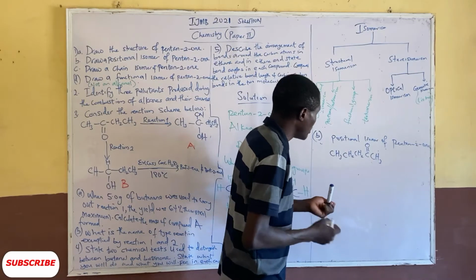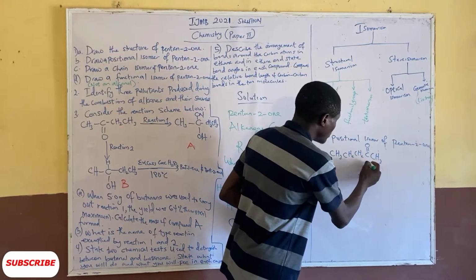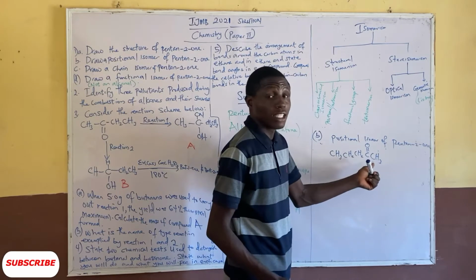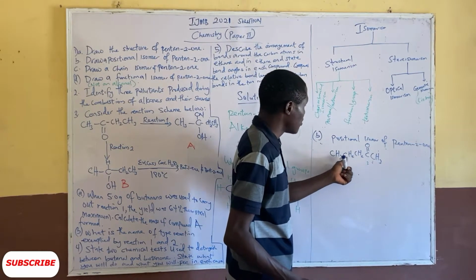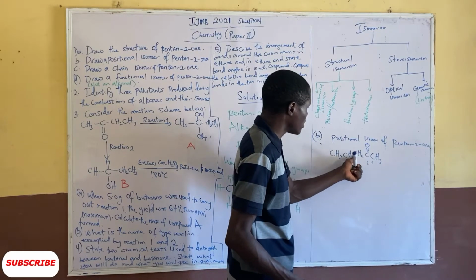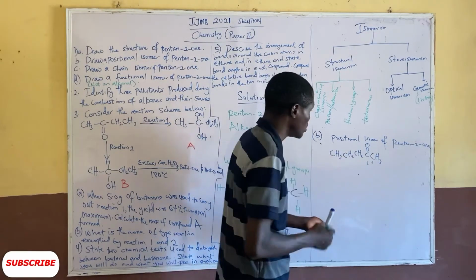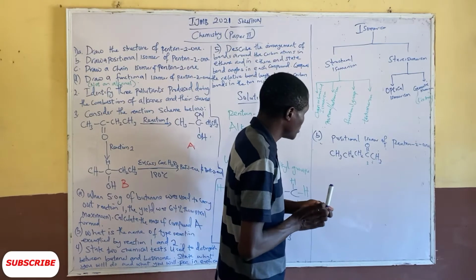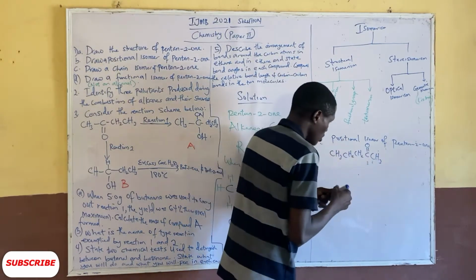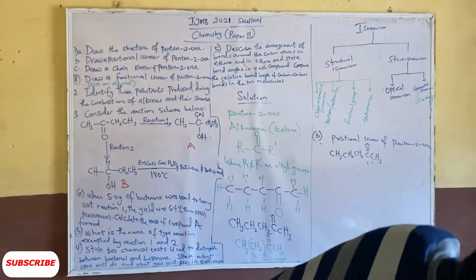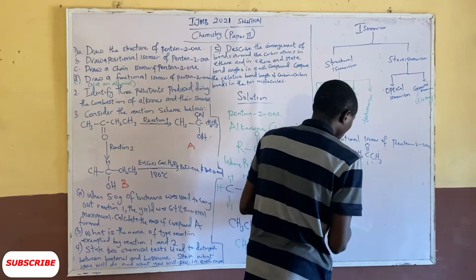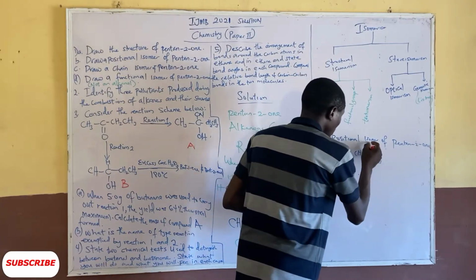Now, if we count from here, we have 1, 2. The position of this carbonyl is on number 2. If we place it on number 3, then we are going to have pentan-3-one. Let's change the position here. This one is 1 and 2 before. So let's change the position. The position here is number 2.